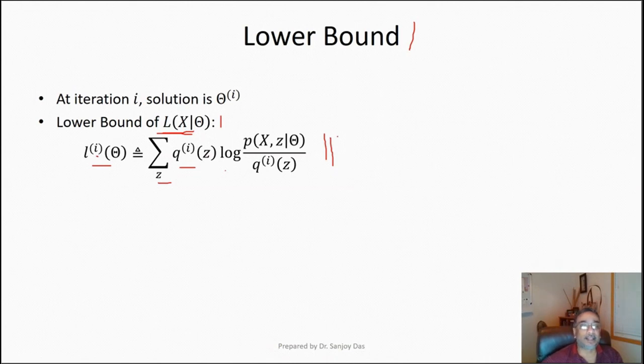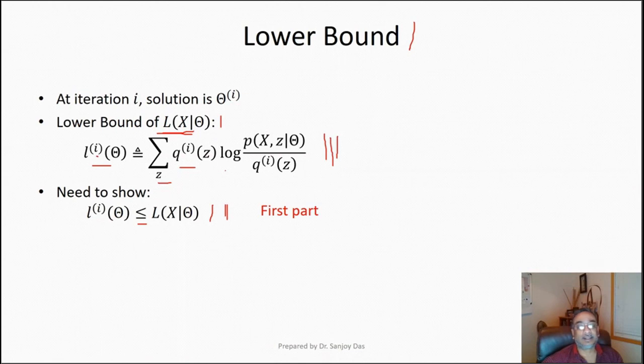In order to show that this is indeed what we want, the lower bound estimate, we have to show two things. First, we need to show that it is indeed a lower bound, that is L_i(theta) is always less than or equal to L(x given theta). That's the first part. We also have to show that at the current estimate theta^i, the less than or equal has to be replaced with an equality. So the lower bound estimate touches the original function, the log likelihood L, at theta^i. This is the second part, and we have to show both these parts. First we will begin with showing this, and then we will show this.